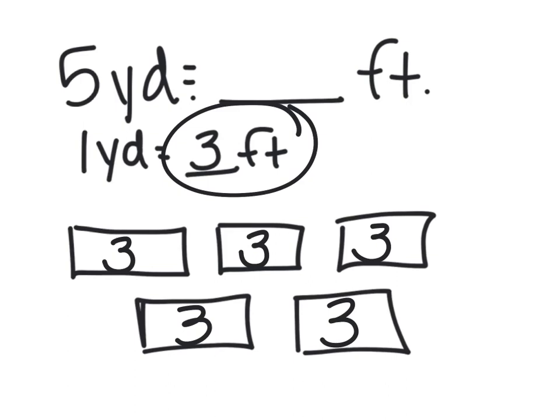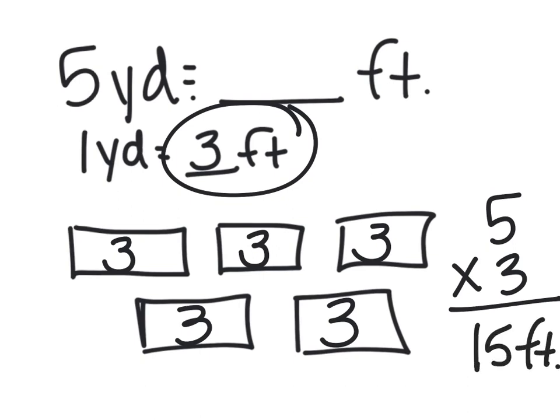How many do we have all together? So you can either make an addition problem and add them, or you can do a multiplication problem. If we do multiplication, it would be 5 times 3 because there's 5 boxes. So that would be 15 feet. Or you can add 3 plus 3 plus 3 plus 3 plus 3 and get 15 feet. And that would be our answer for that one.